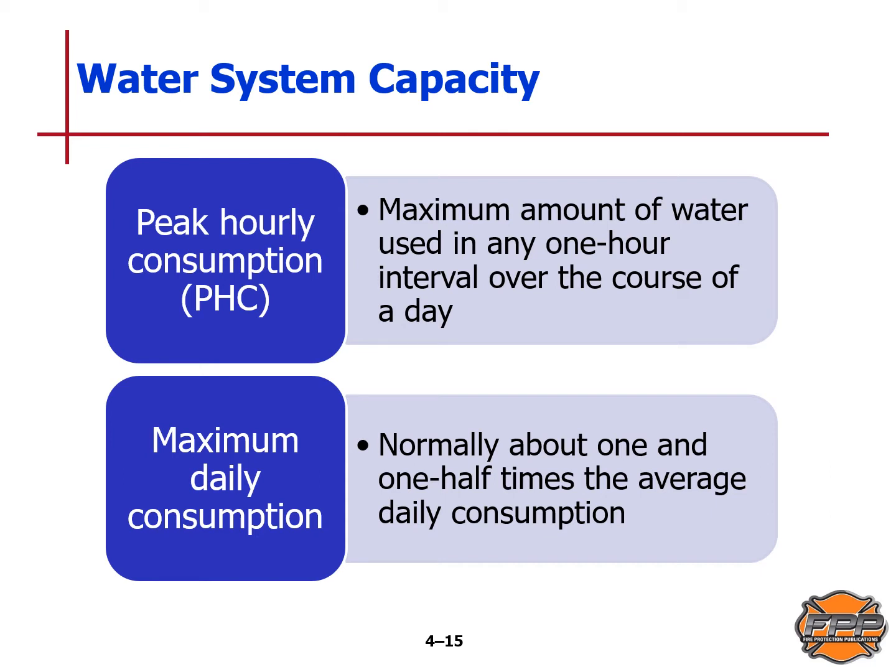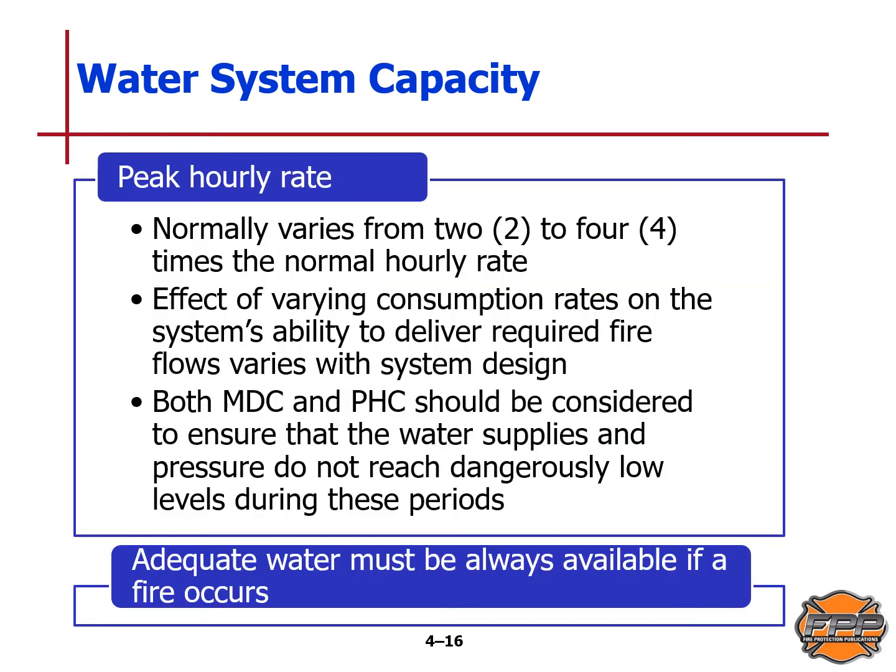The maximum daily consumption is normally about 1 1/2 times the average daily consumption. The peak hourly rate normally varies from 2 to 4 times the normal hourly rate. The effect of these varying consumption rates on the system's ability to deliver required fire flows varies with the system's design.